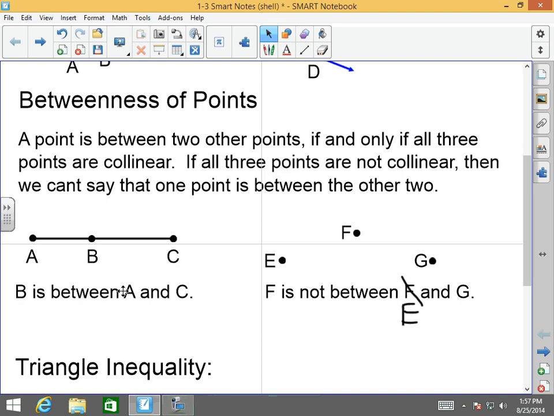However, A, B, and C are collinear. So therefore, B is between A and C.